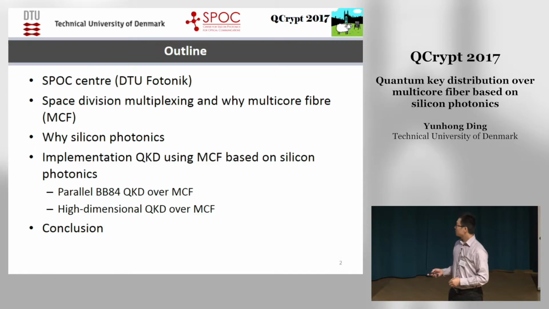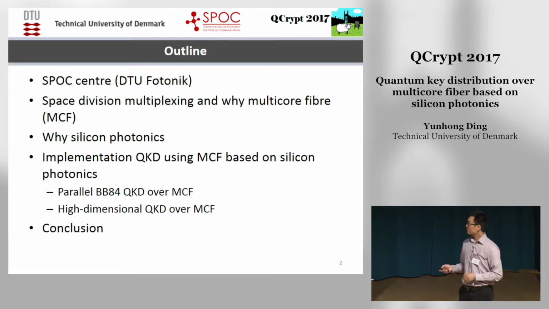In this talk, I will first introduce our new center, SPOC Center, which supports this research. After that, I will talk about space division multiplexing and why we are using multi-core fibers. Then I will talk about why we are also using silicon photonics, and then some implementations of QKD over multi-core fiber based on silicon chips, including a parallel BB84 protocol and a high-dimensional protocol. After that, I will summarize my talk.